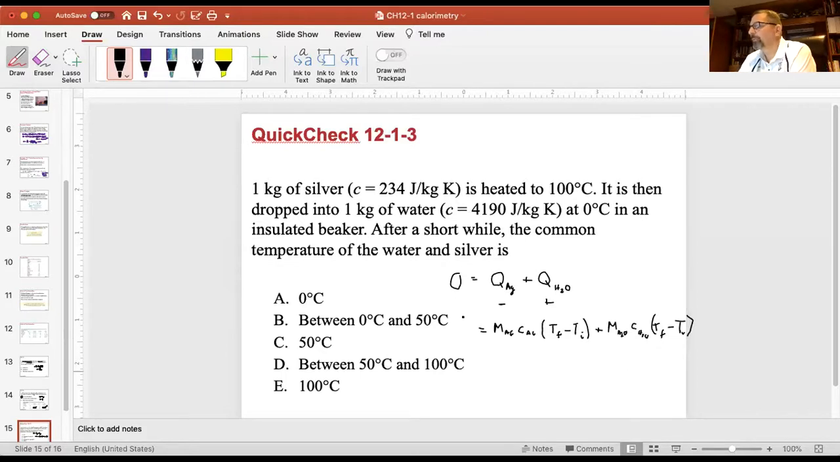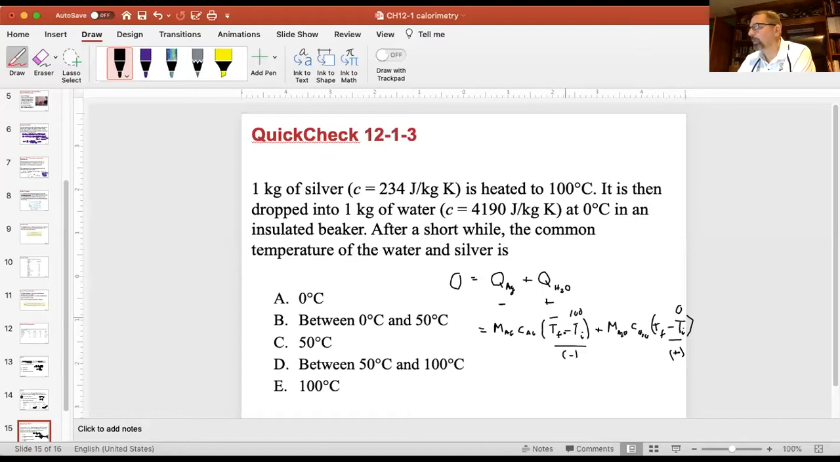Okay. And now why is this heat from the silver negative? Well, the initial temperature for the silver was 100. You expect it to cool down, so this is going to be a number less than 100. This thing in parentheses is how the heat from the silver becomes negative. On the other hand, the water started at 0 degrees. Its initial temperature was 0, and it's going to heat up. So this term in parentheses is going to be positive. And that's why the two add up to be 0.